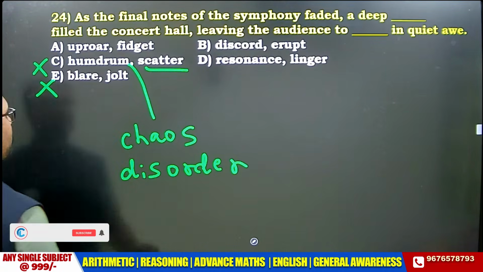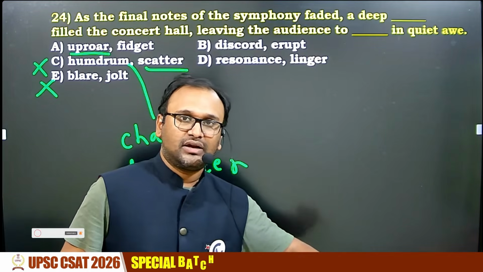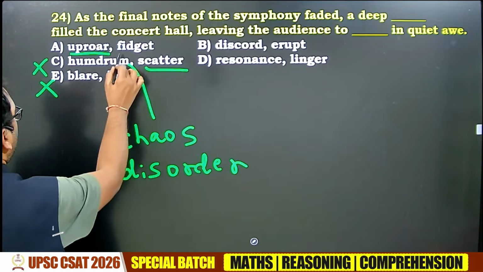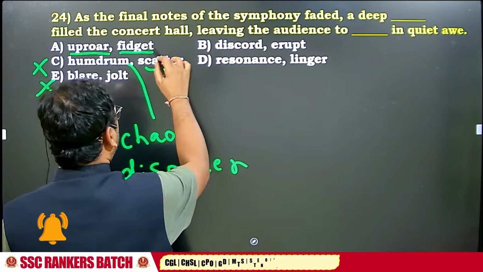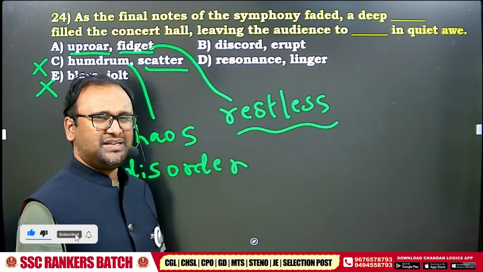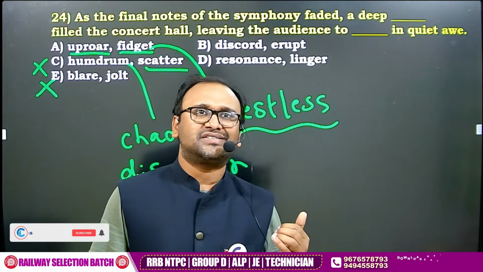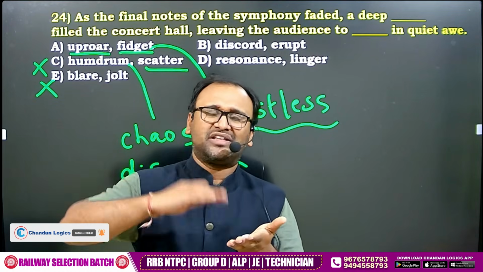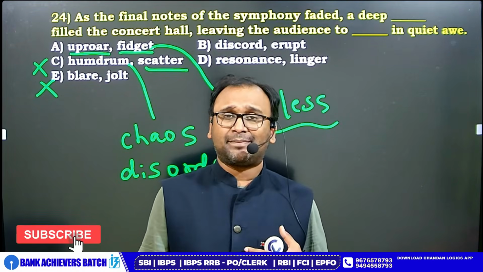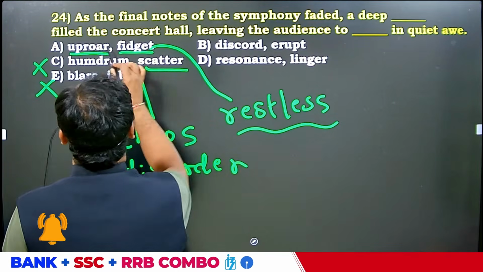Both negative. Uproar means what? Uproar, revolution, revolt, rebellion. This is also negative word. You know, fidgeting means some kind of restless behavior, moving here and there, looking here and there, biting the nails, tapping the feet. When you're waiting for somebody, when you're waiting for your exam result, when you're waiting outside the interview hall, you fidget, restless behavior. But both are negative.